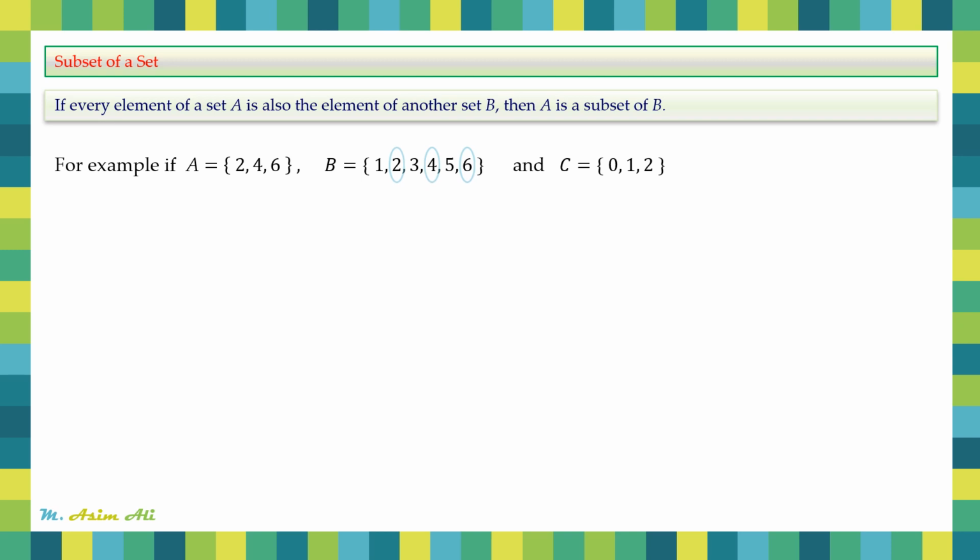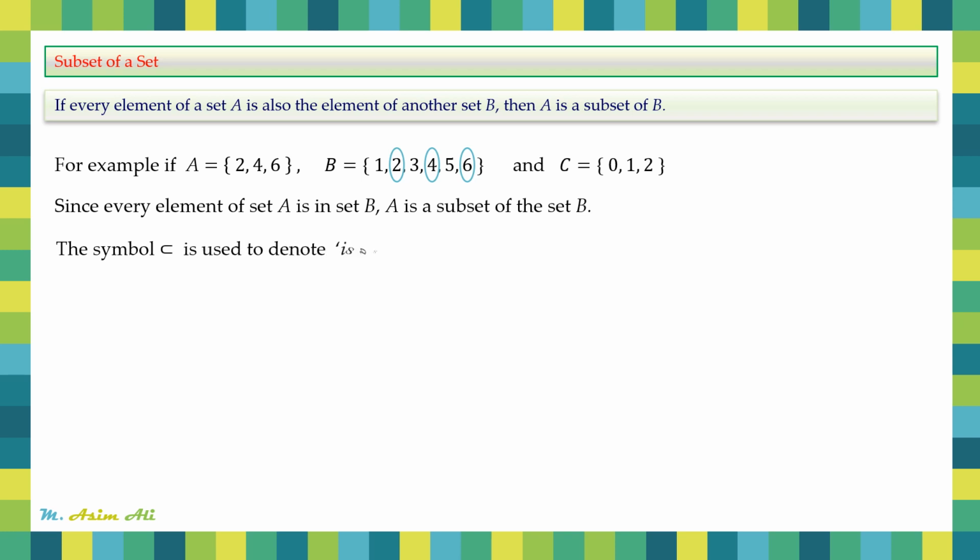So what do we note here? That each element of set A, that is 2, 4, and 6, is contained in the bigger set B. So we can say that A is a subset of the bigger set B. And how do we denote it? We use a mathematical symbol, a horizontal kind of U. This symbol will be used to denote that a set A is a subset of B, and we read it as "is a subset of".